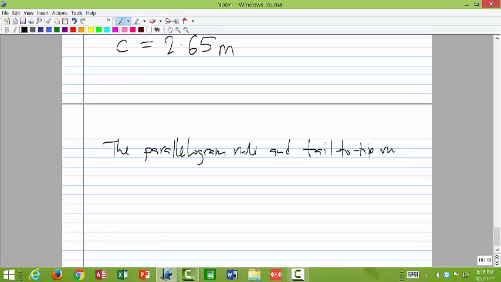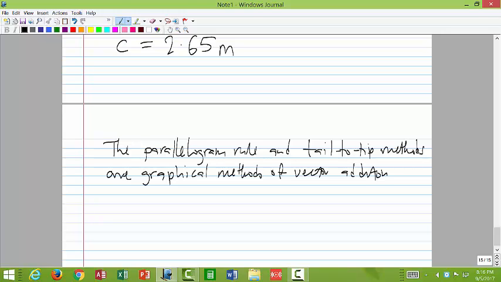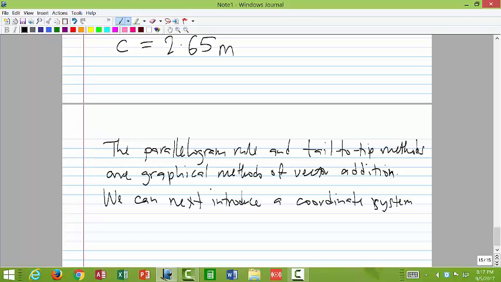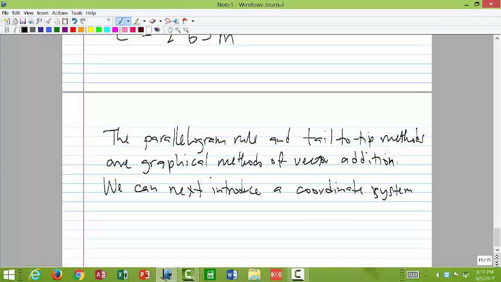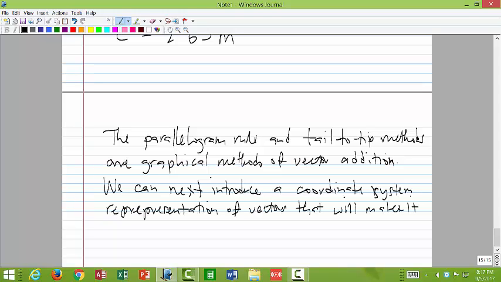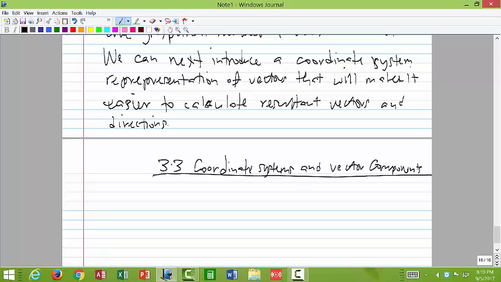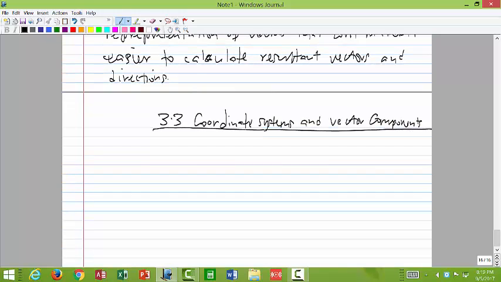Okay, let's continue. Before that, let me make a summary. Both of these methods are actually graphical methods. They are called graphical methods of vector addition. So the next thing is we will put the vectors in a coordinate system. We shall introduce a coordinate system representation. This will make it easier to calculate result times vectors and directions. So let's go to coordinate system representation of vectors.